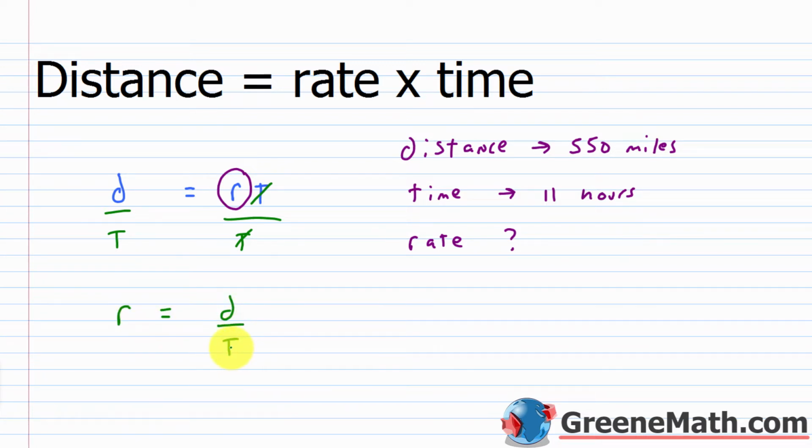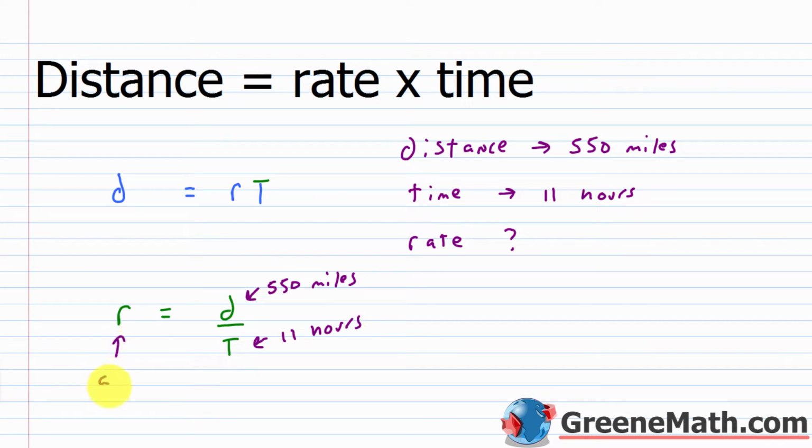So now that I have it solved for r, let me just rewrite this. I can plug in my inputs. I can plug in 550 miles here, and I can plug in 11 hours here. 550 divided by 11 is going to give us 50. So I know my r there is 50. And when we think about the rate in terms of the units, we're talking about miles per hour. We have miles here, we have hours here. So my rate is 50 miles per hour.